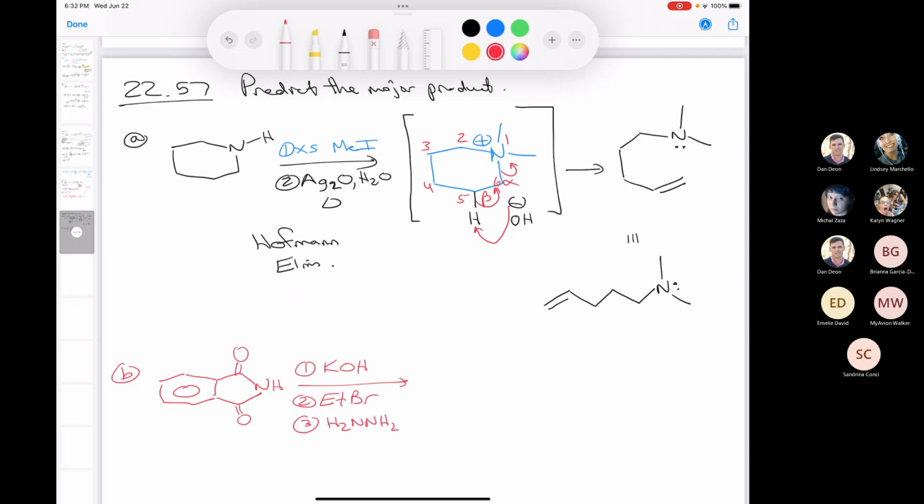Did anybody try this one? Could anybody name the product that's formed? It has a name, but there's a couple of names you could give it, either a systematic name or a common name.